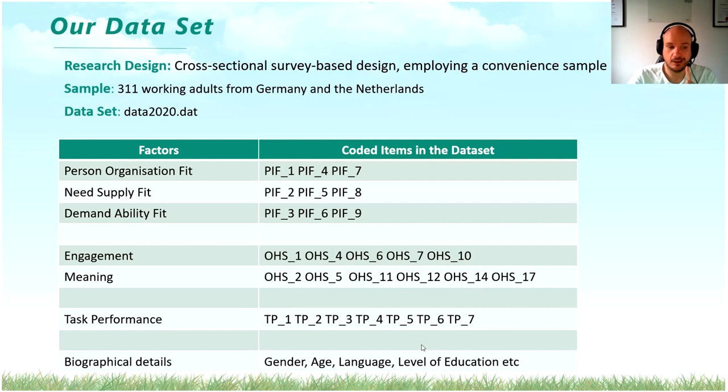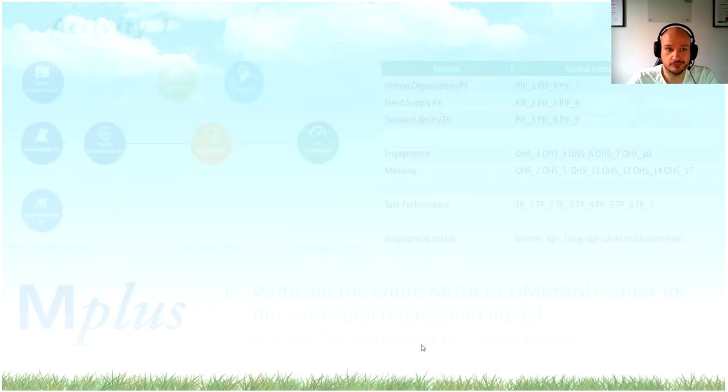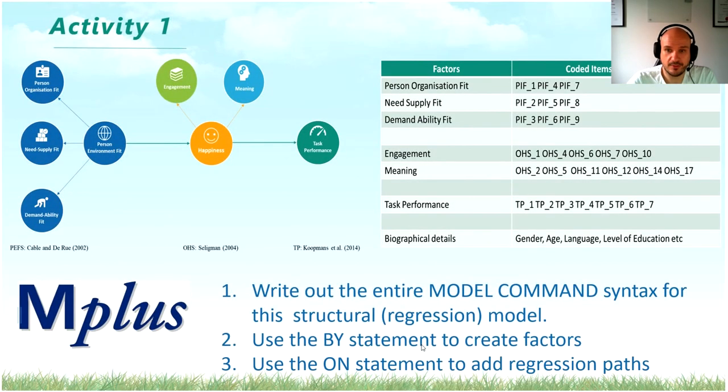Now, it's over to you, because given everything that we've learned now, I want you to go and type down this model command. So type down a structural model, with an on statement for this picture. Use the by statements to create our latent factors, and use the on statement to create our regressions. The memo will be uploaded somewhere. So, good luck.